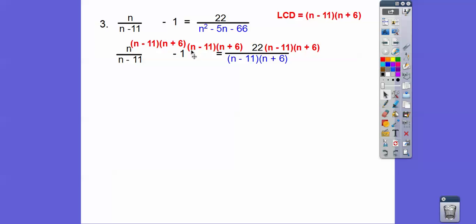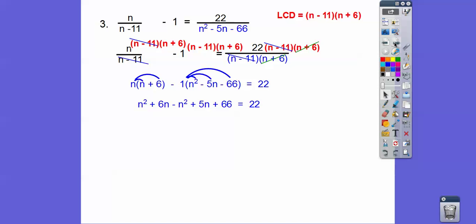Okay, here nothing cancels, so we'll go ahead and FOIL this stuff back out, and it's going to be this inside. Remember, because that's what factored right there. Here, these guys cancel. It's going to equal 22. Okay, you with me right there? All right, now we're going to distribute this n through n squared plus 6n, and we're going to distribute this -1 through. So this is going to be -n squared plus 5n plus 66. Okay. And then remember, n can't be 11 or -6. So if we get 11 or -6, we've got to cross it out, okay?